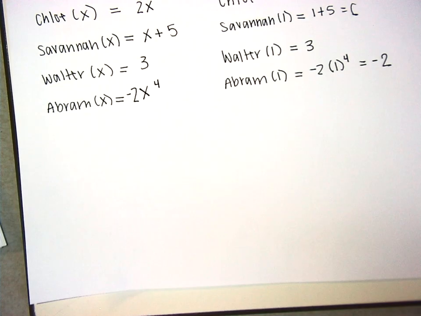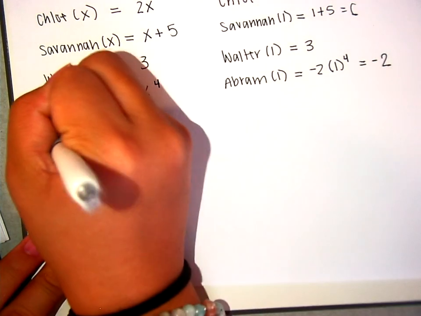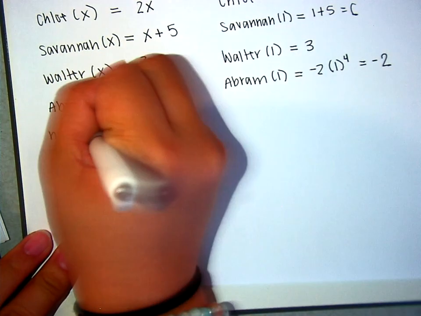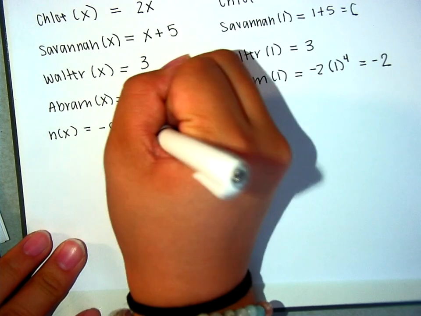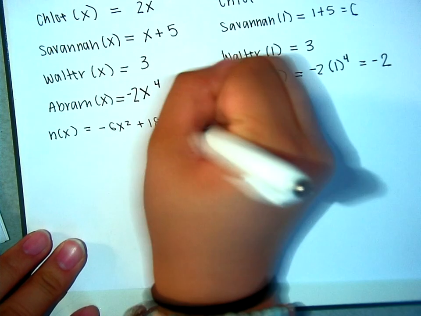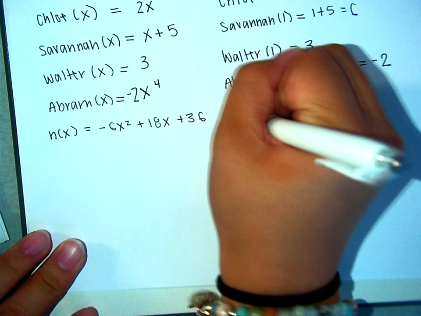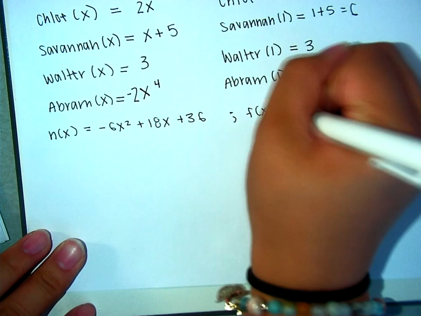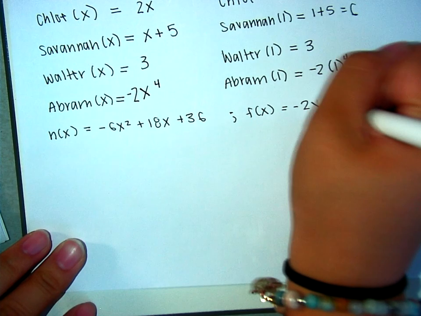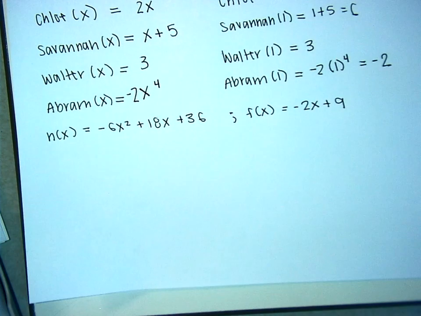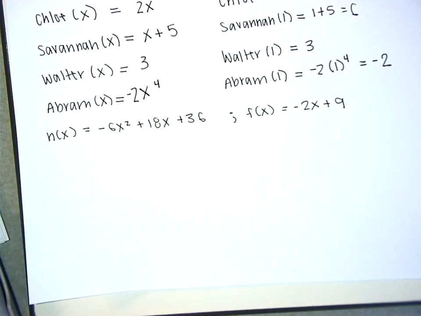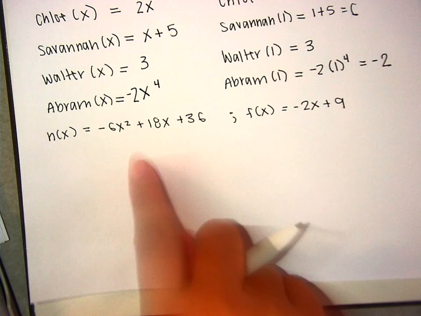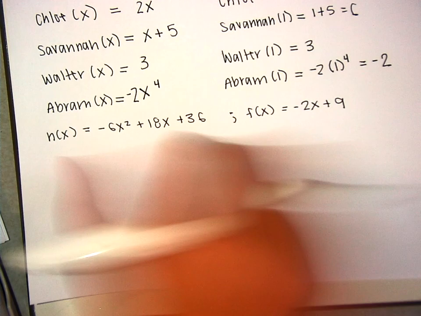Okay, I'm going to want you to write these two equations down. H of x equals negative 6x squared plus 18x plus 36. And f of x equals negative 2x plus 9. What's the thing in the middle? I'm just separating these two functions. So you could write it like below it if you wanted to.